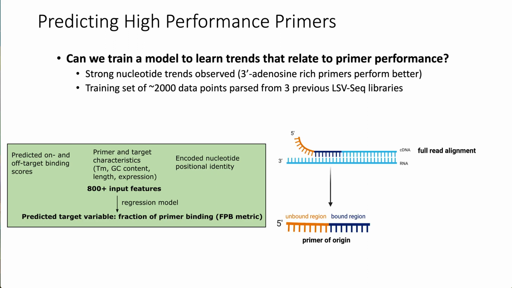To calculate the FPB, we use BLAST to first assign all of our read alignments to their primers of origin, then calculated what fraction of the primer was actually bound to the transcribed RNA, which here consists of the fully bound portion of the primer in dark blue divided by the total length of the primer, including both the unbound region in orange as well as the bound region in blue.